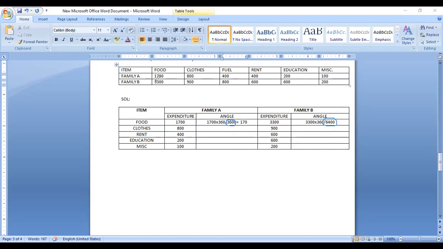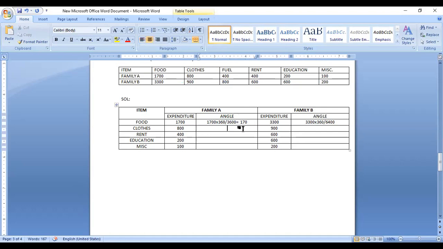Now we will count 3300 plus 900, 4200 will come, plus 800, 5000 plus 600, 5600 plus 600, 6200 plus 200, 6400 will come. So for family B, for each component in the expenditure you have to divide it by 6400 after multiplying with 360. 360 we are taking here because in a circle 360 degrees are going to be there. Please remember.